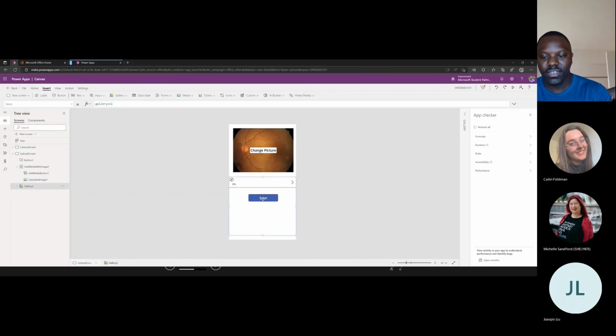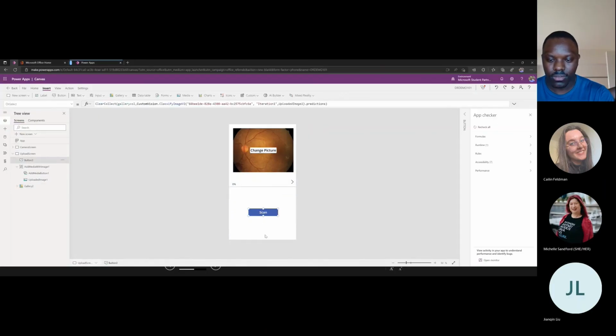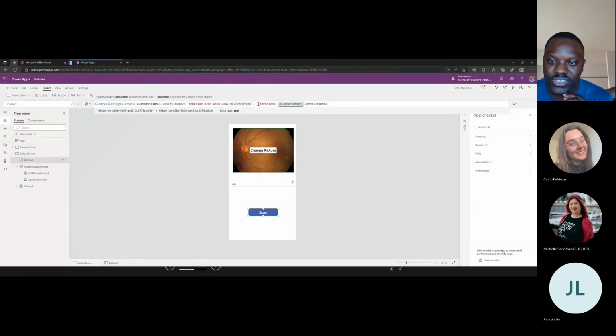So this is the same idea. On the scan button, on select, what you have is a gallery collection. I called it upload collection just to differentiate, but it's the same idea. That's your collection where it will be stored. Then you call the Custom Vision API and put the project ID. Each time we train, we have an iteration, and I only did one iteration, so I call that Iteration1.